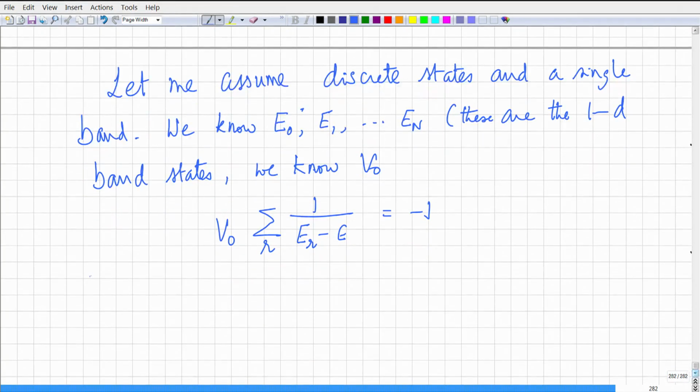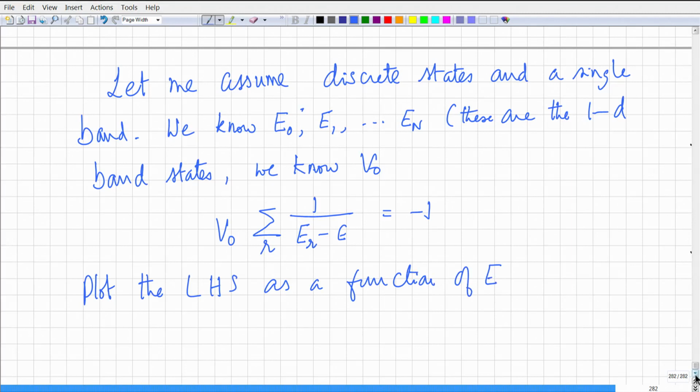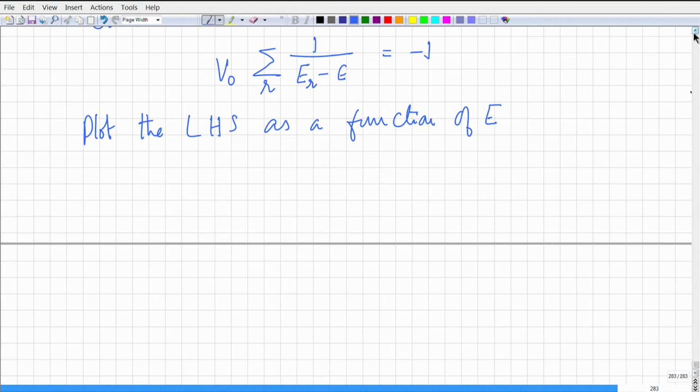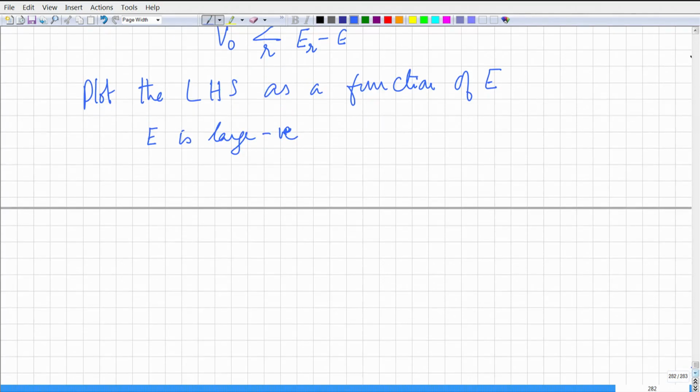So, we can plot the left hand side as a function of E. If we do that, you see that whenever E is large negative, the form is such that it will start from a very large negative value, 1 by E, and come down to minus infinity when it approaches ER. So, let me write down here.